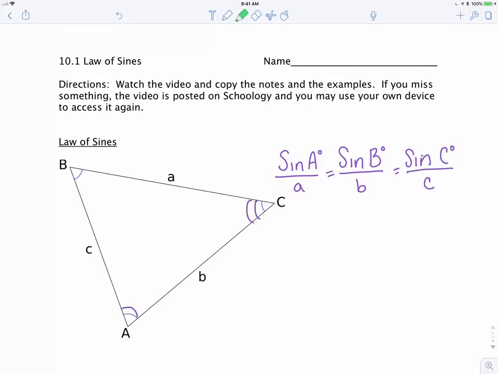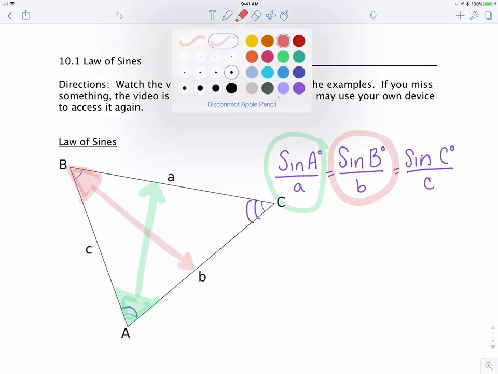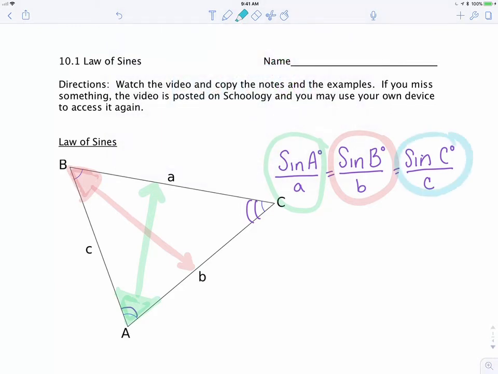So you can see that what makes a ratio would be a pair of opposite parts with sine. So the sine of this angle compared to its opposite side, see little a is opposite from that side, makes the first ratio. And then the sine of angle B, so here's angle B right here, and the side opposite from that is little b, is equal to the sine of angle C, this angle right here, compared to the side opposite from it, little c.